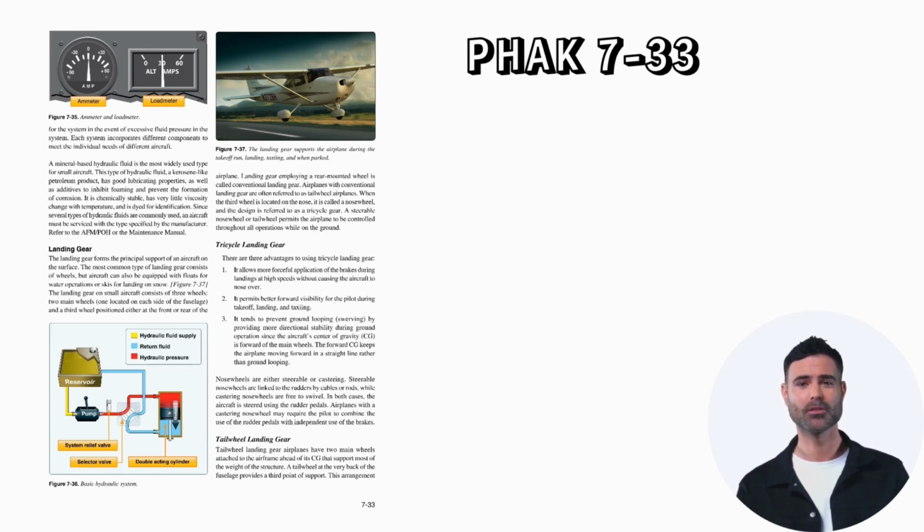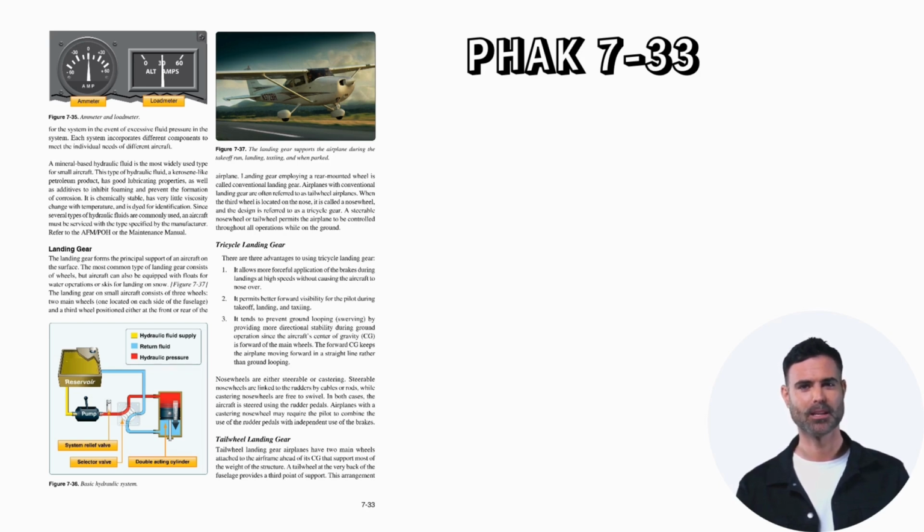Nose wheels are either steerable or castering. Steerable nose wheels are linked to the rudders by cables or rods, while castering nose wheels are free to swivel. In both cases, the aircraft is steered using the rudder pedals. Airplanes with a castering nose wheel may require the pilot to combine the use of the rudder pedals with independent use of the brakes.